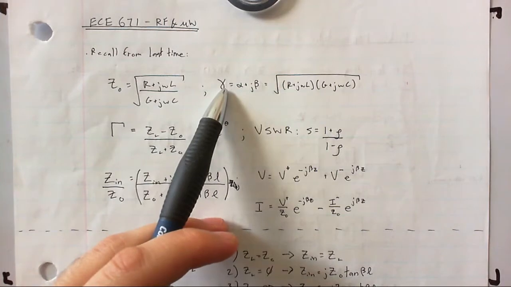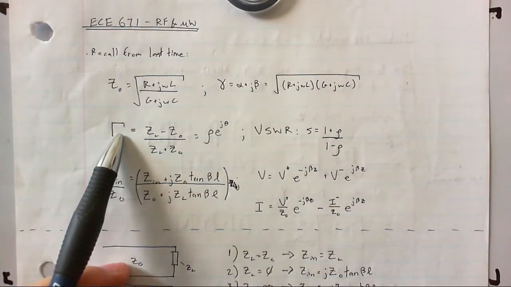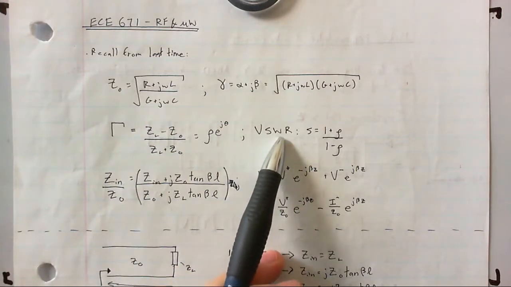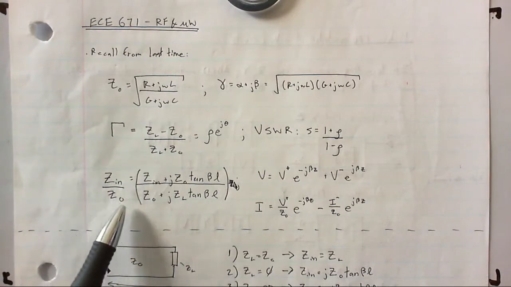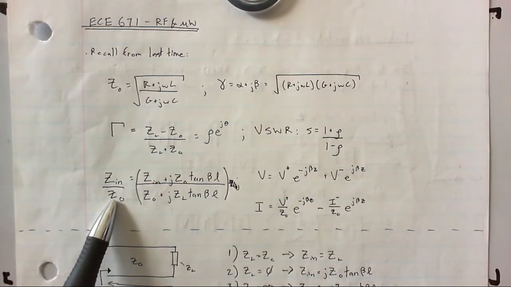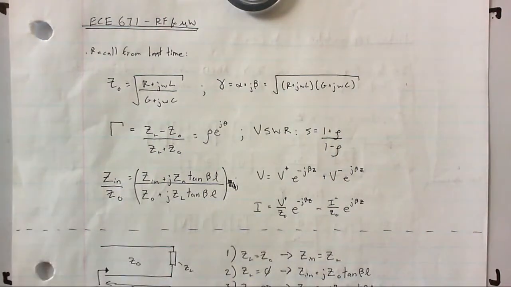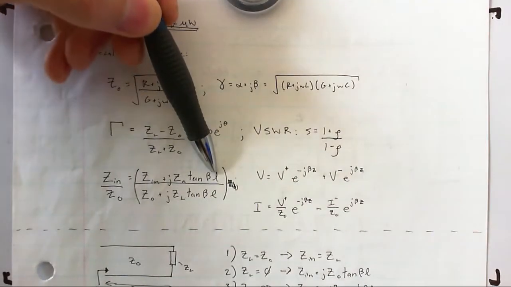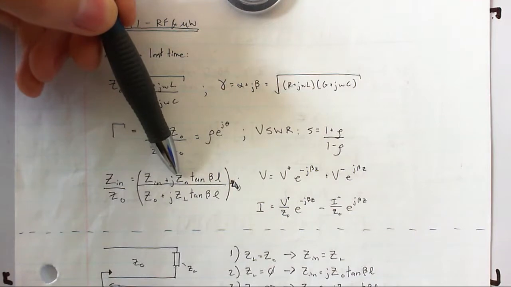So if we want to recall from last time what we ended with, Z naught here, as well as we defined gamma, we defined capital gamma, which is our reflection coefficient, we defined the voltage standing wave ratio. At the very end, we ended up getting this equation right here, which is the relationship between the input impedance of some length of cable terminated by a load, right? So some transmission line of length L terminated by a load ZL with a characteristic impedance of Z naught.